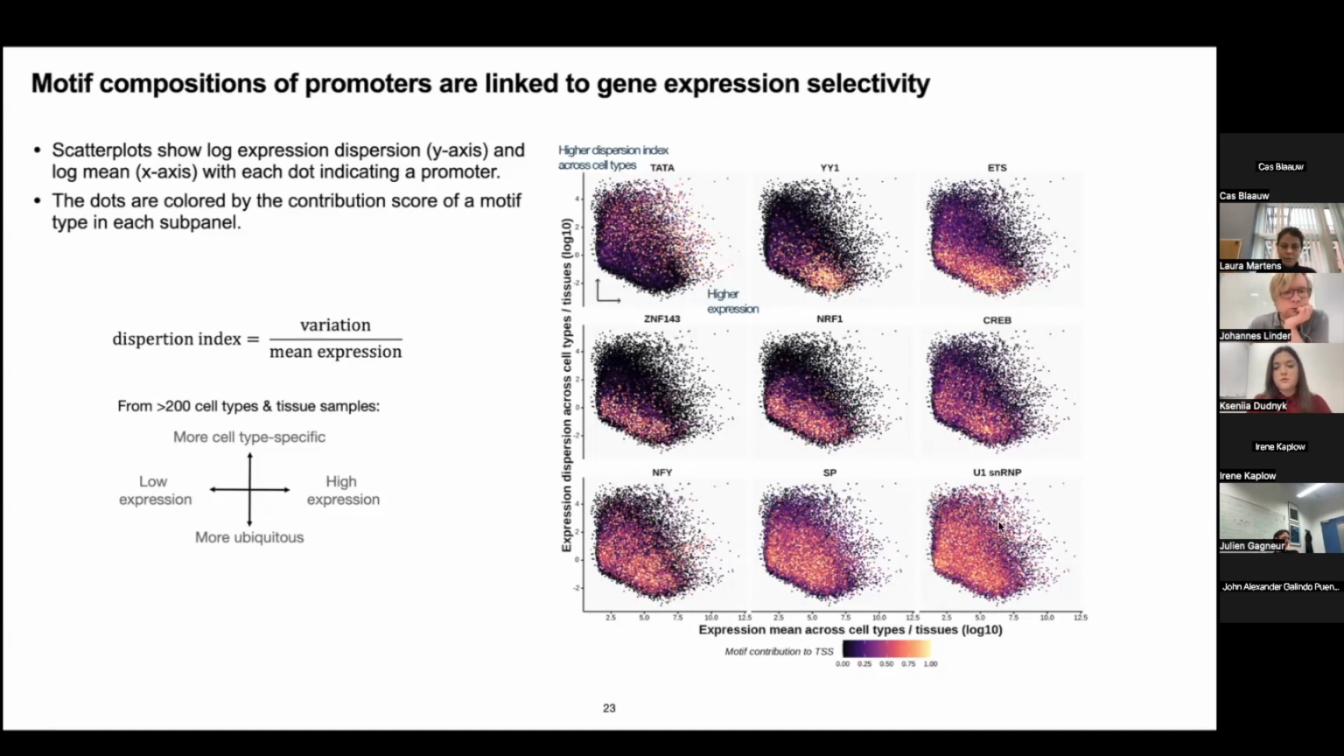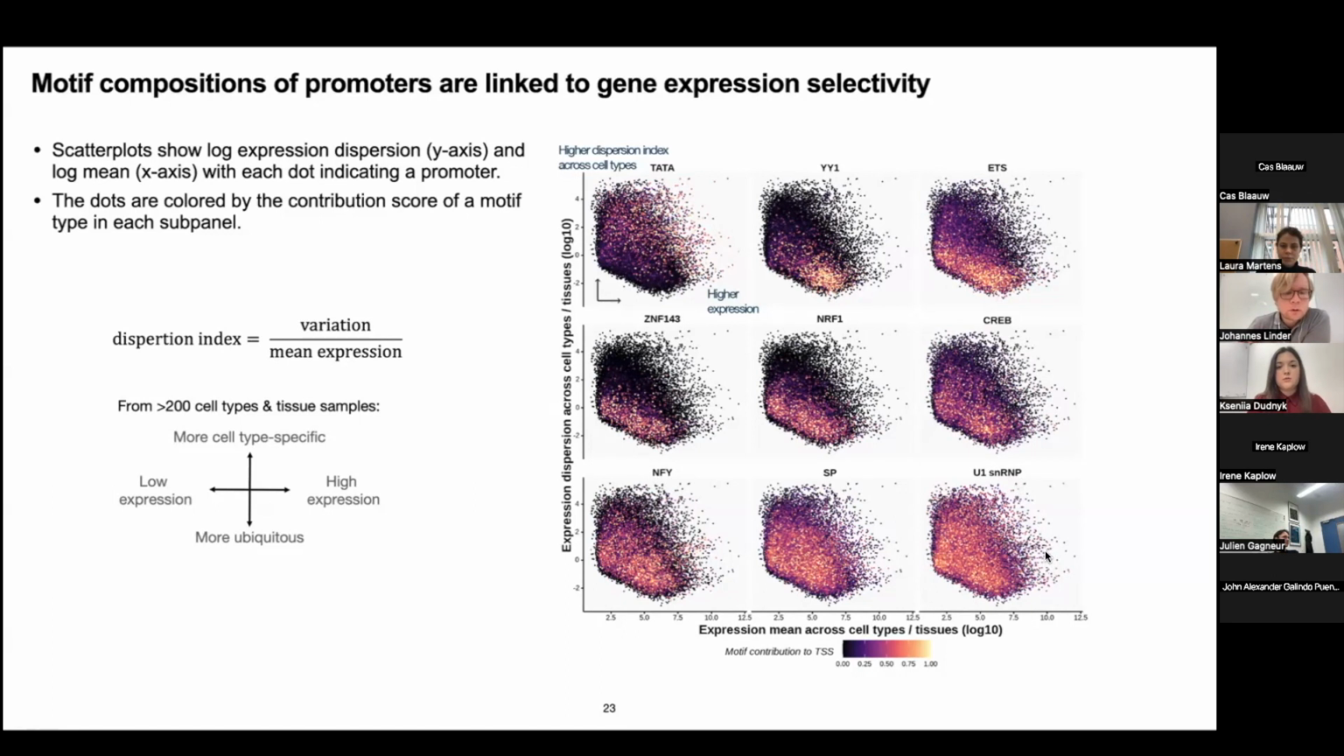And then we have U1 snRNP, which will be a negative control because its effect is a post-transcription initiation effect. So it should not have an effect on the tissue specificity of the promoter. And that's what we can see, that the dots are everywhere.